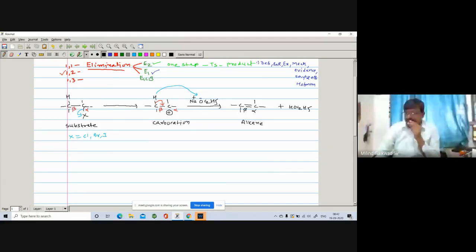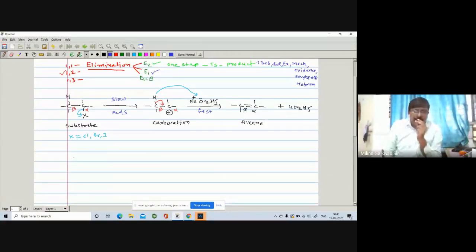In this way, we have seen this mechanism. It is a two-step process. The first step is the slow step, the rate determining step, the RDS. And the second step, where there is abstraction of the proton, is a fast step. So it is a slow step and a fast step.